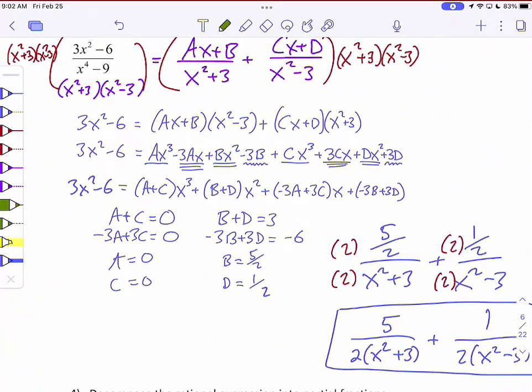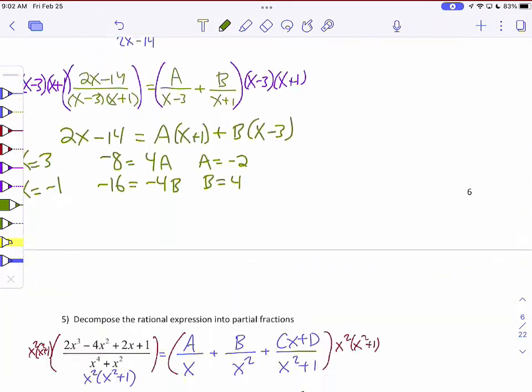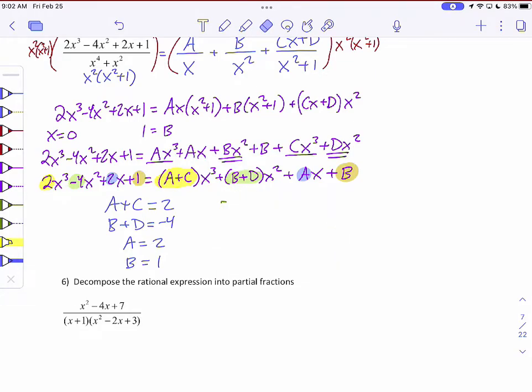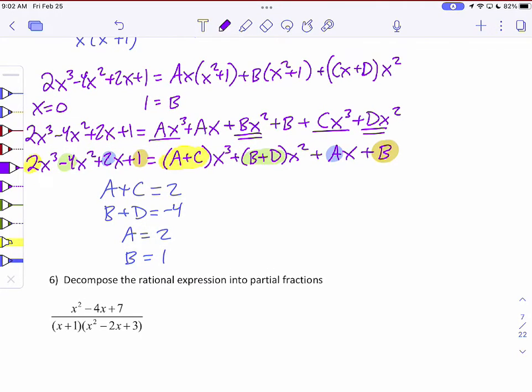On this problem, instead of doing one big matrix, we did two little matrices. It's just the way that one worked out. So it's not mandatory that every single problem you do one big matrix. The one big matrix will always work. On this problem, I don't need to do a big matrix. I already know B. I already know A. Okay? So then I could just say, well, if A plus C equals 2, and I know A equals 2, then you guys tell me, what's C have to be? 0. If B equals 1, and B plus D equals -4, then what does D equal? -5, okay? So I could do that system really fast in my head.